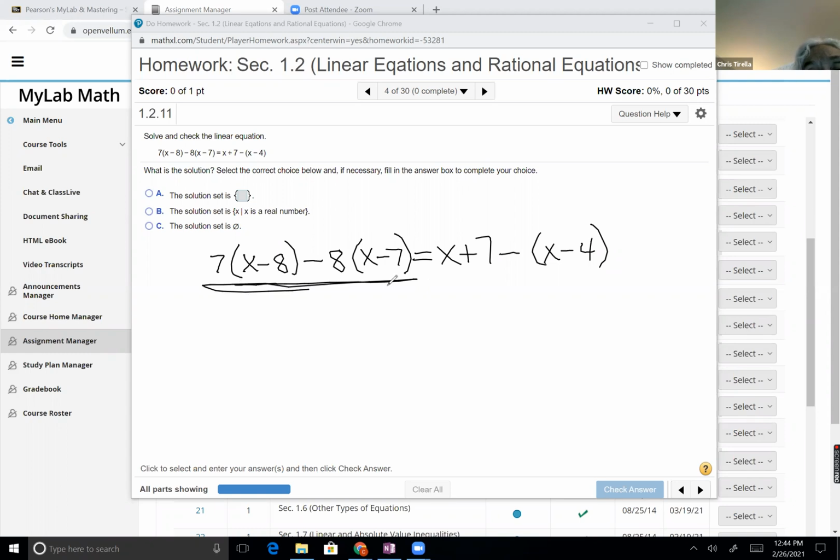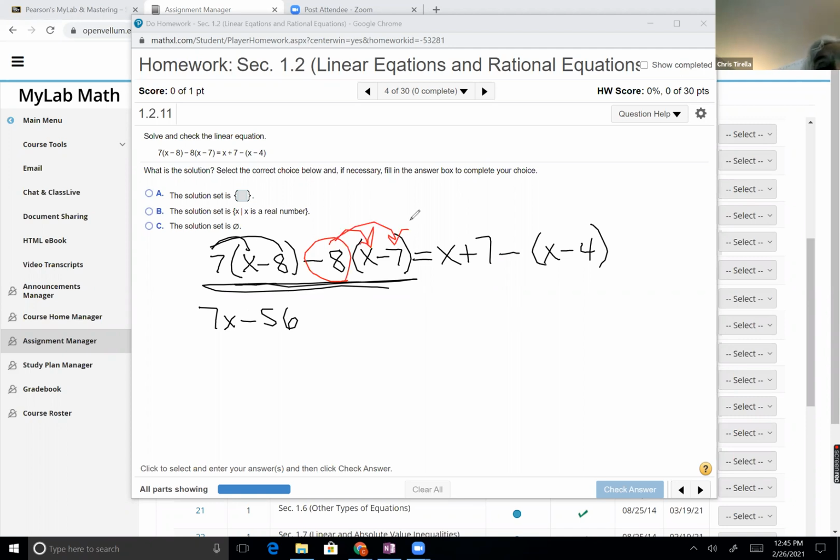Anybody have an idea as to how to simplify that left-hand side? You guys are scaring me. I expected, distribute. Thank you, distribute. Distributing the 7 would give me 7x minus 56. Be careful when you distribute the 8, it's actually a negative 8 that you're distributing.